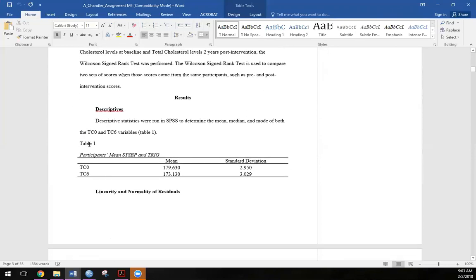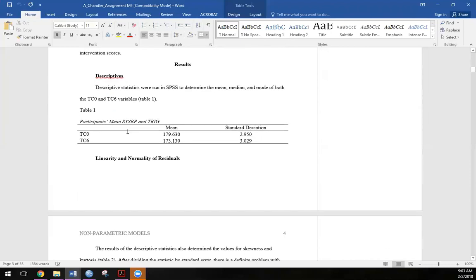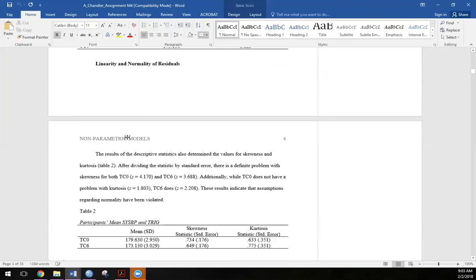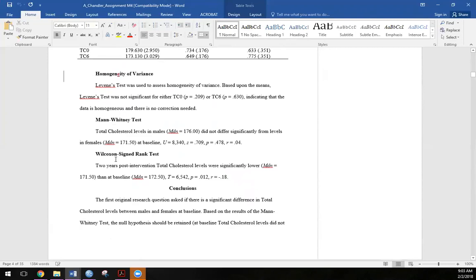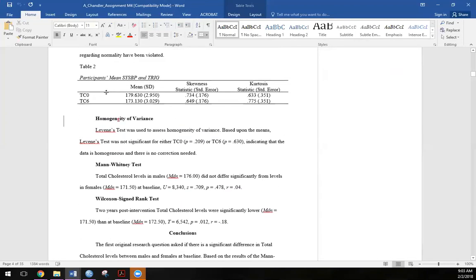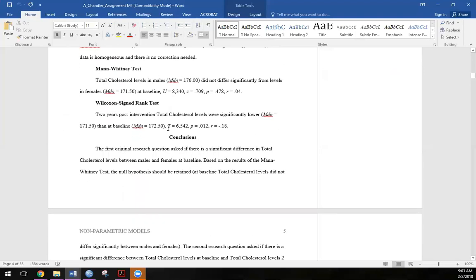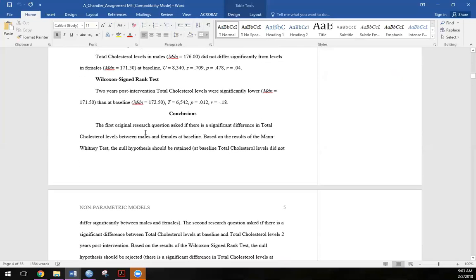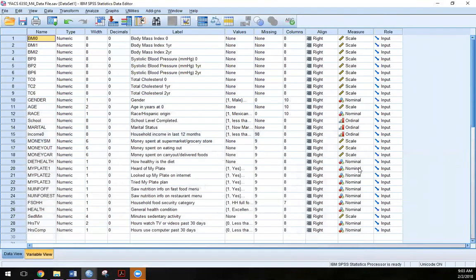And then your results section. You need to make sure that you have your APA table in there, and you have to do the descriptives of the sample for the variables that you're using. Then you talk about linearity and normality of your residuals, and then each of the tests. Those are your assumptions testing. And then the Mann-Whitney test and Wilcoxon signed rank test are the ones that were chosen here. That's as simple as it needs to be. Then you write your conclusions about what you found in those tests. If you have any questions about how to write up that module, just let me know.